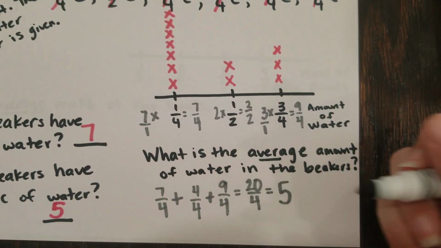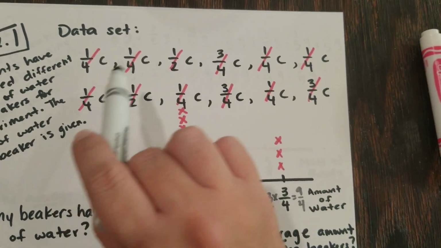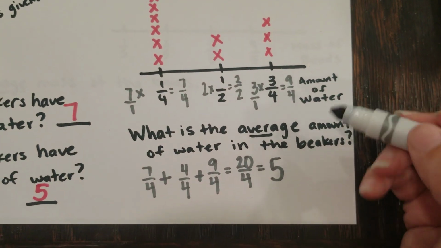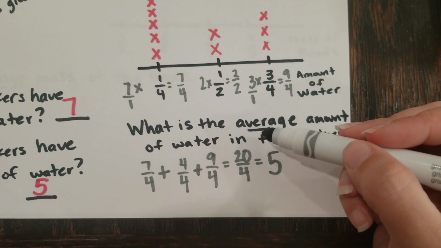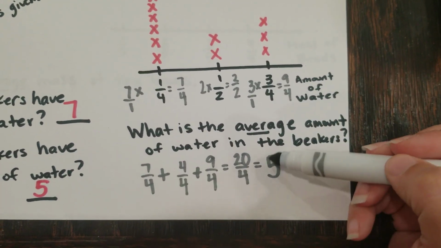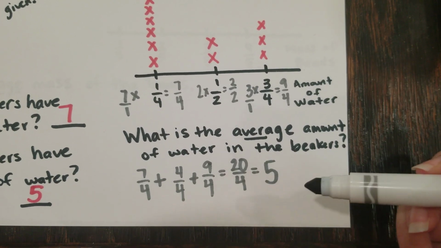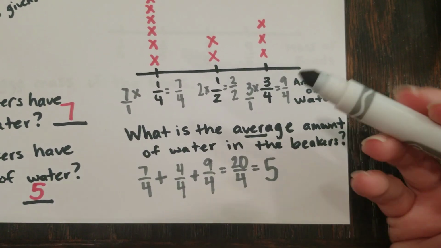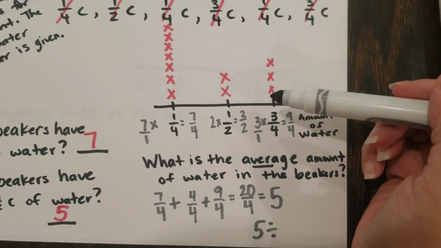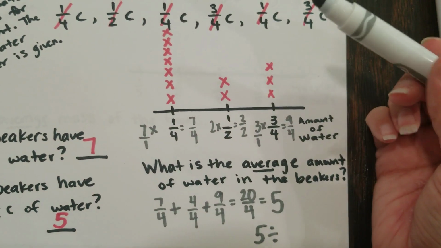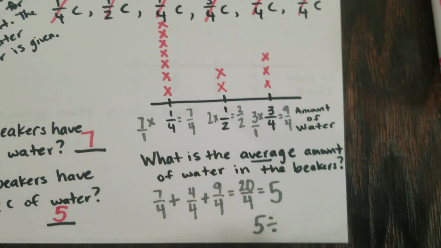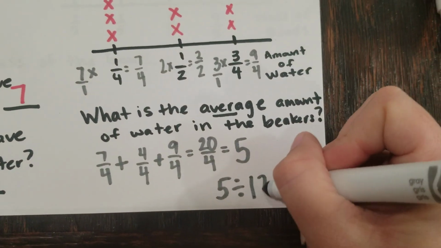That means that 5 whole cups of water, if I added all of these cups of water together, I've got 5 whole cups of water. Okay, that still doesn't answer my question. The question is asking for the average, and there's 2 steps to the average. The first step is to add everything up and see how much you got, and I got 5. And then step 2 is to take this sum, 5, and divide it by how many beakers I had to add together. So I added 1, 2, 3, 4, 5, 6, 7, 8, 9, 10, 11, 12 beakers together, and so I'm going to divide by 12.